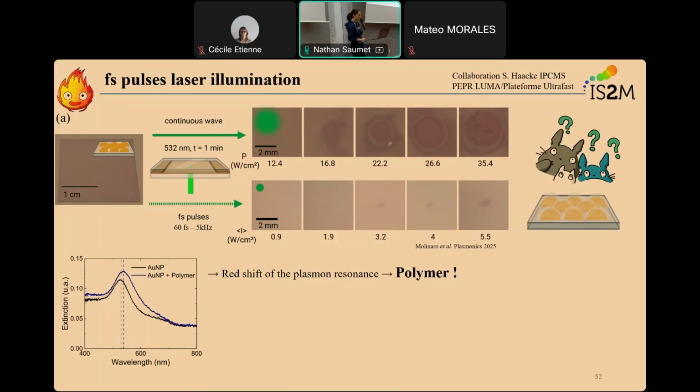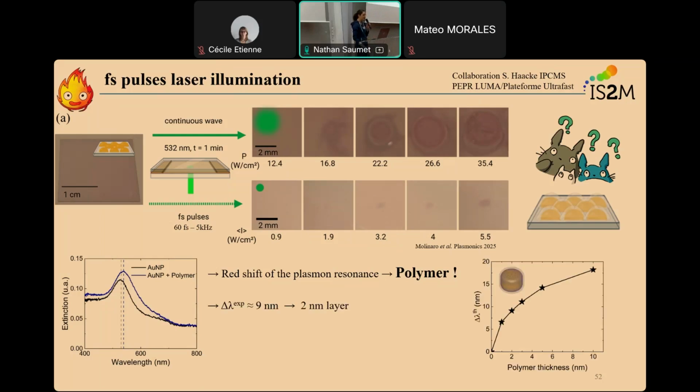But we don't know here how the polymer is dispersed. Is it like a polymer shell? Is it a polymer layer on top of the particles? We don't know. So I did a simulation, because of course I tried to image these samples with atomic force microscopy, with profilometry, with scanning electron microscope, but each time I did not see anything.